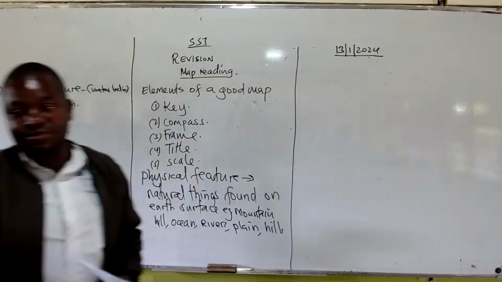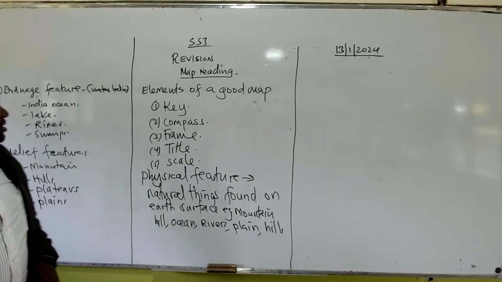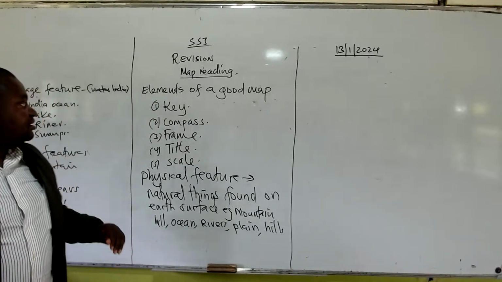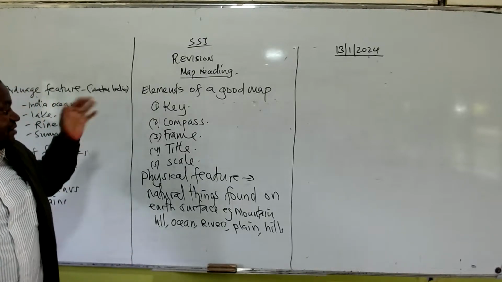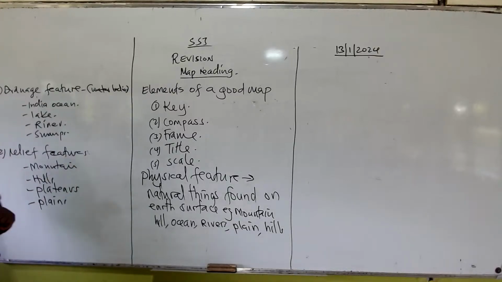We are on revision, we are revising our opening exam. We started by map work and listed some of the elements of a good map. We defined what is a physical feature. We gave examples of physical features, and you listed relief and drainage. We said it is divided into two: drainage and relief features.